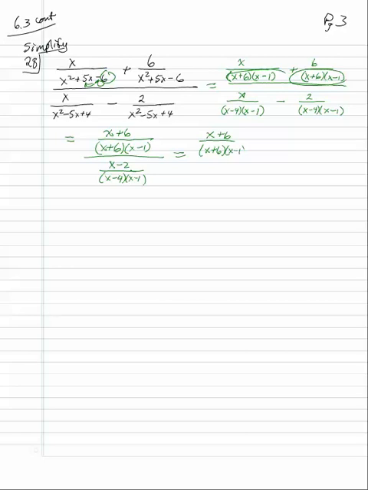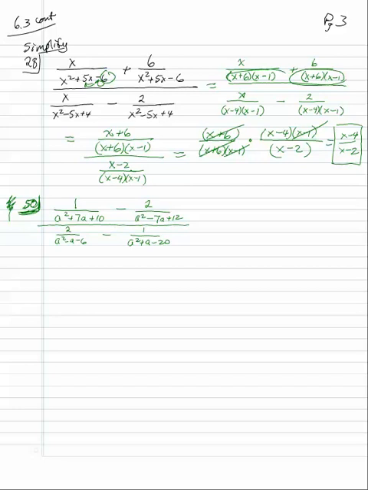Now I'm going to view that big fraction bar in the middle as divided by, so I take the bottom one and flip it over. Okay, the x plus 6 cancels, x minus 1 cancels, and I'm left with x minus 4 over x minus 2. Alright, okay, let me show you another one.